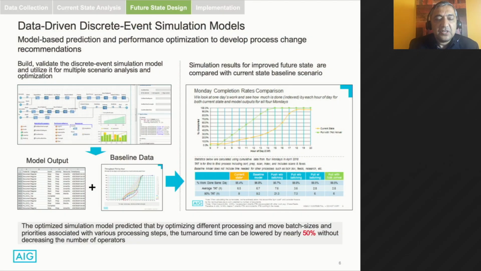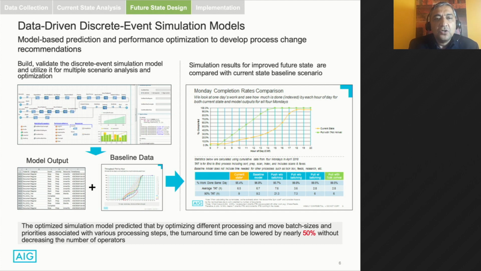Now, when I say I tune the model output, what do I mean? When you build a simulation model, even a data-driven simulation model, it may not match what you're seeing in the actual data. So let's say you're seeing that 80% of the work gets done by 3 p.m. I'm making a hypothetical case. And when you run the model, you might see that your model says that 80% of the work gets done by 1 o'clock. So there's something missing in your model, right?